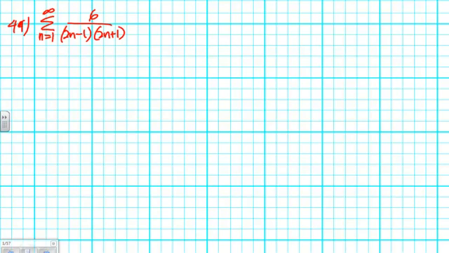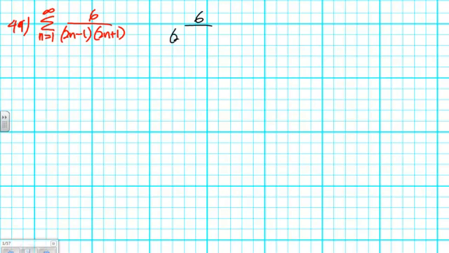Here's problem number 49 from section 9.4. It's a telescoping series, and telescoping series share this attribute. We first attack it by looking at partial fraction decomposition, and then we start looking at the partial sums until we get a feeling for what's going on, and then we look at the limit of the nth partial sum as n goes to infinity. But first things first, let's do a partial fraction decomposition.